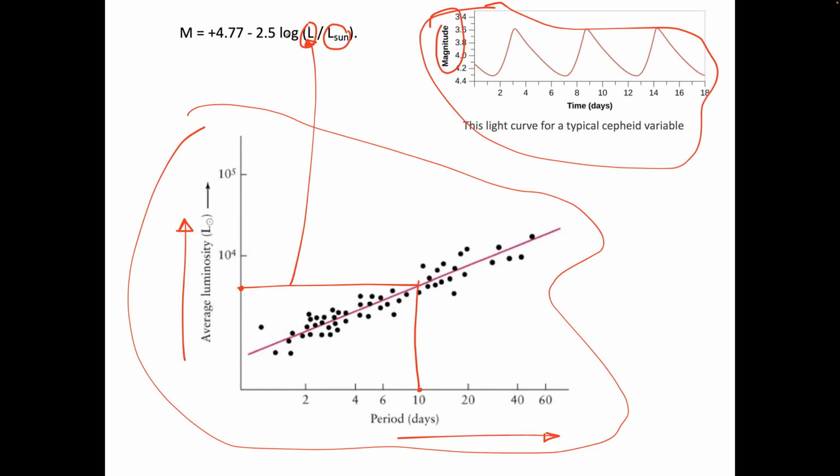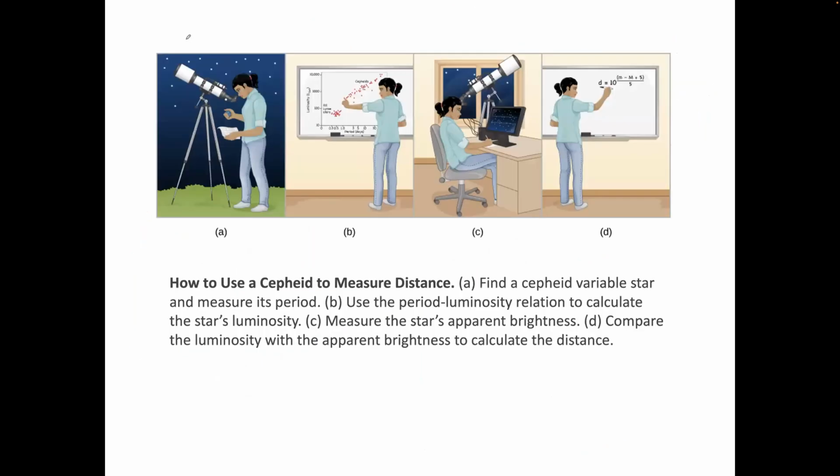And those can be related to the absolute magnitude of a star, right? If you know the luminosity, from this relationship you can find the absolute magnitude, right? And once that is done, if you know the absolute magnitude of a star, the apparent magnitude you can measure, because apparent magnitude is the brightness as you see it without considering the distance, right? Once you know the absolute magnitude and the apparent magnitude, you can easily find the distance, right?